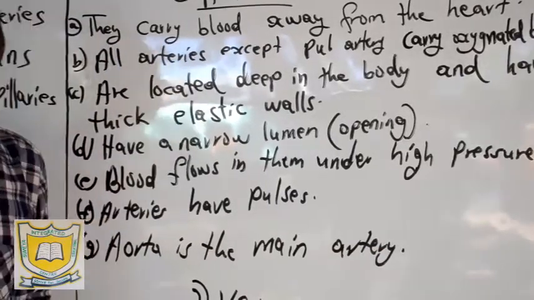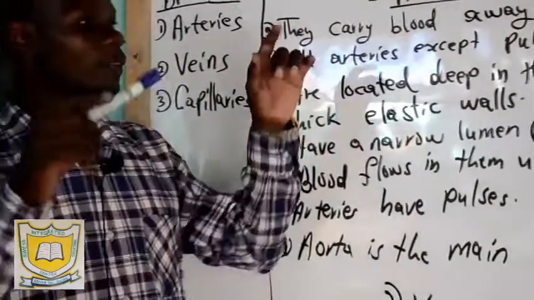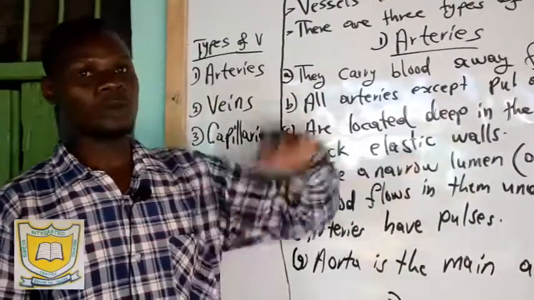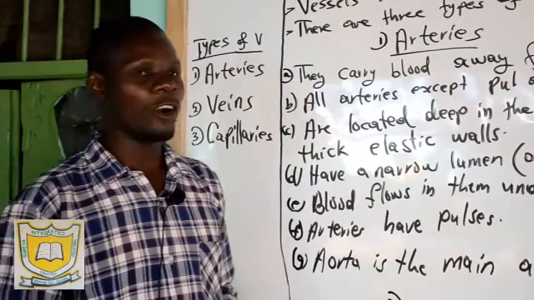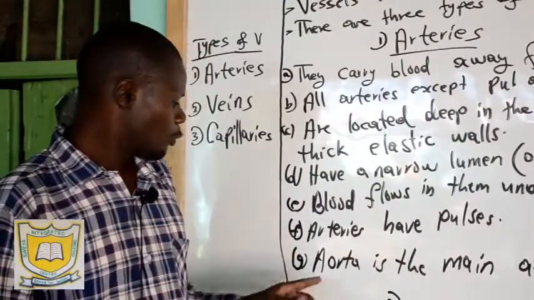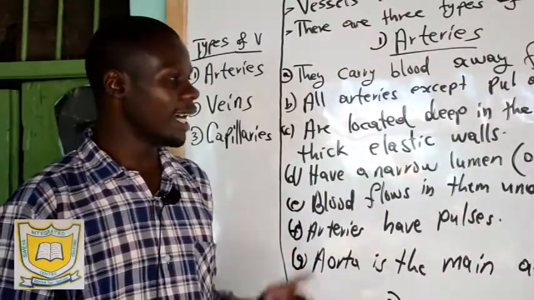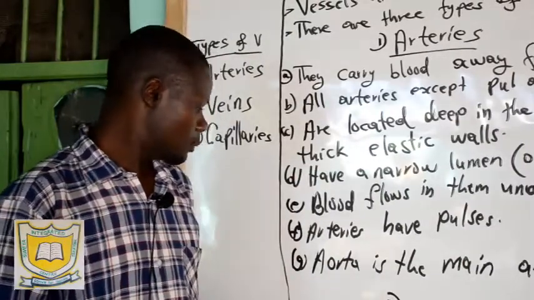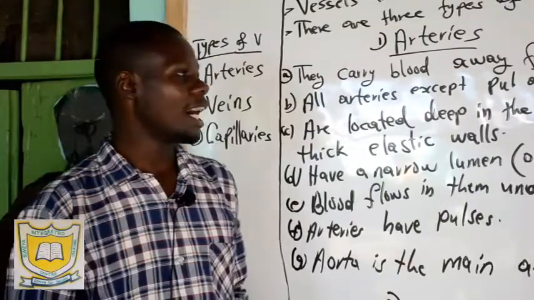There are 4 main vessels that are connected to the heart. We will also have to discuss that when we talk about the structure of the heart. Now you find that the aorta is the main artery. There are so many arteries in the body, but the aorta is specified as the main artery.